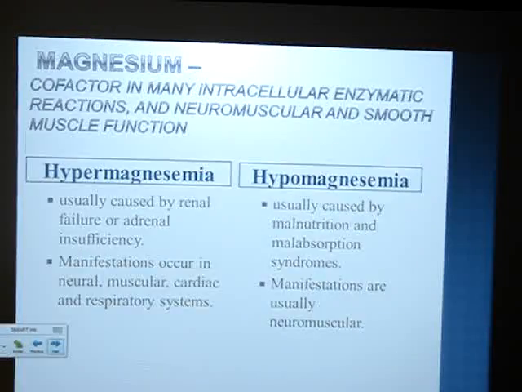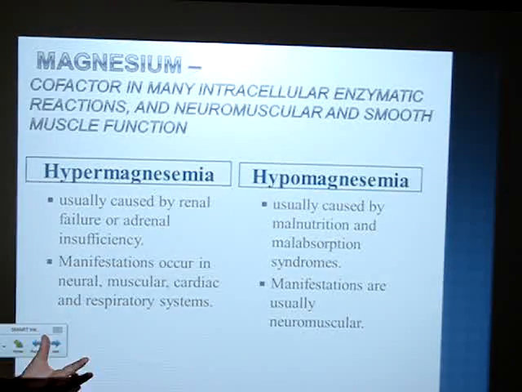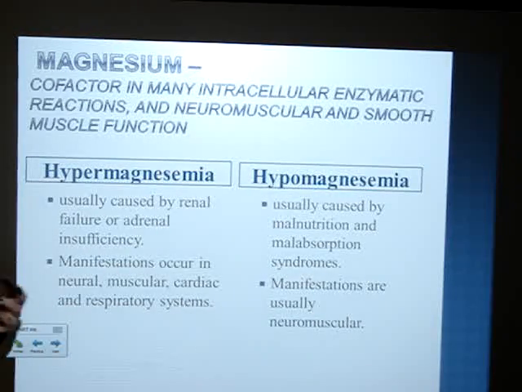All right, let's look at magnesium. Magnesium is a big cofactor. A cofactor is something that you need in biochemical reactions. It's like the extra thing you need. So magnesium is all over the place as a cofactor in these intracellular enzymatic reactions. Neuromuscular and smooth muscle function, also a cofactor. You need magnesium in all of these things to help out.